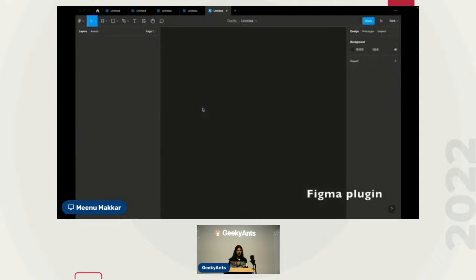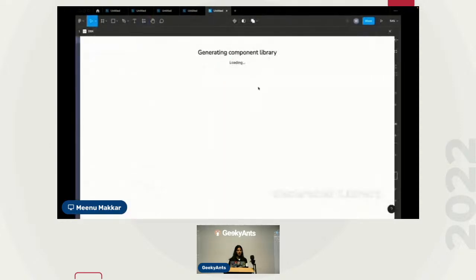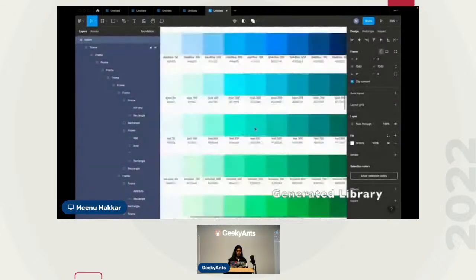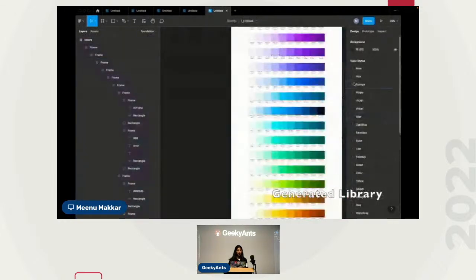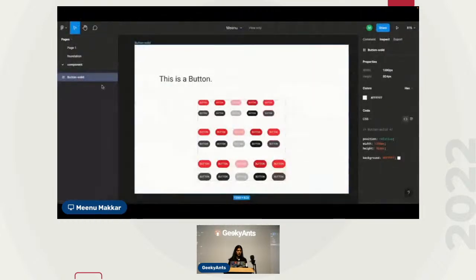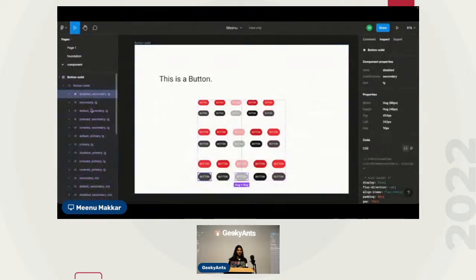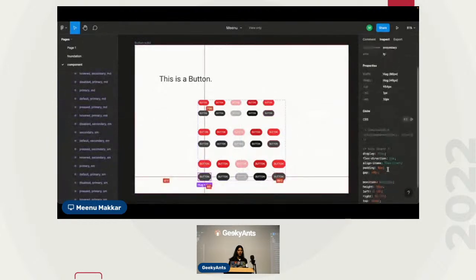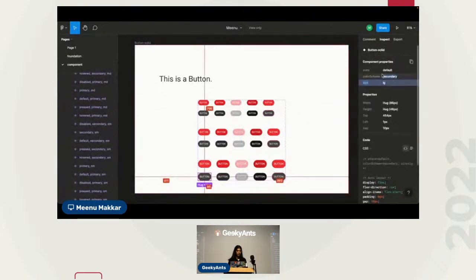We are just using that plugin, and the entire token mapping and component mapping is there. We have a full-fledged component library in Figma. We have all the variants of button. We can change the styles on the go and create a new instance of button as well.